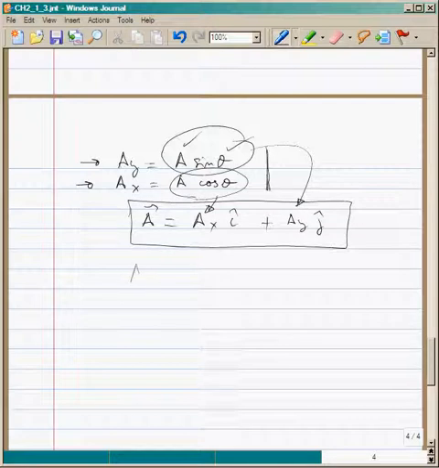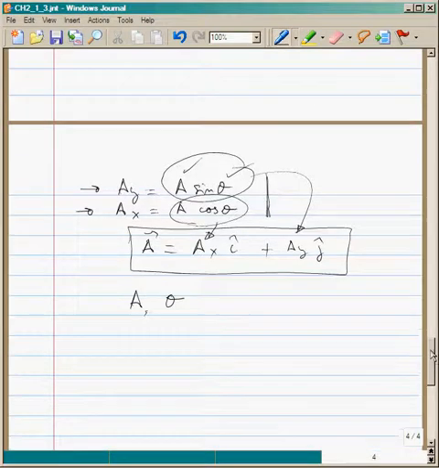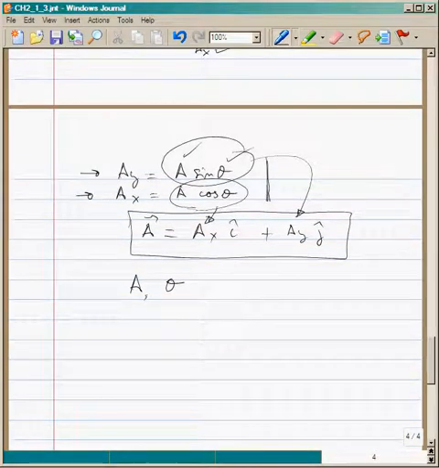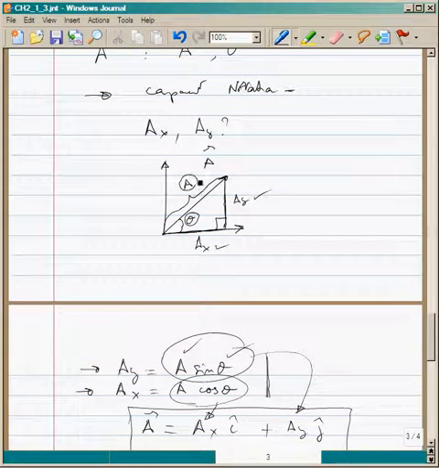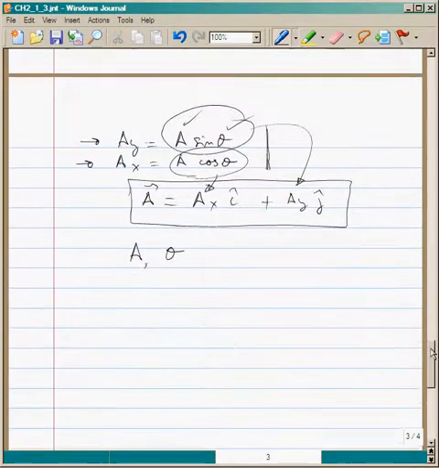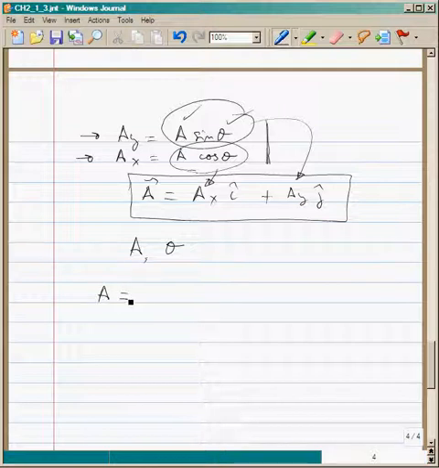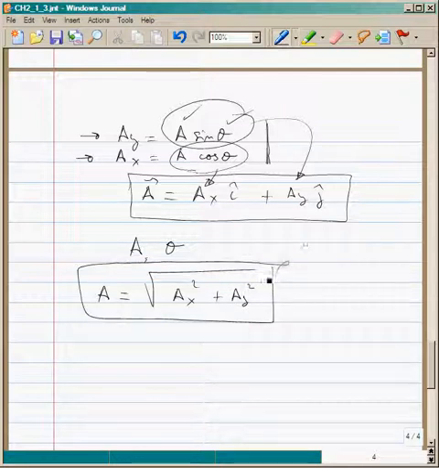Now if you want to go the other way, let's say you start with this. Now you have to figure out A and theta from the AX and the AY components. You can use again the same theorem. Going back to our triangle, we know that magnitude A squared is equal to magnitude AY squared plus magnitude AX squared. You add them up, take the square root, and you get A. Therefore A is equal to the square root of AX squared plus AY squared. So if you know this and this, you can deduce magnitude A.